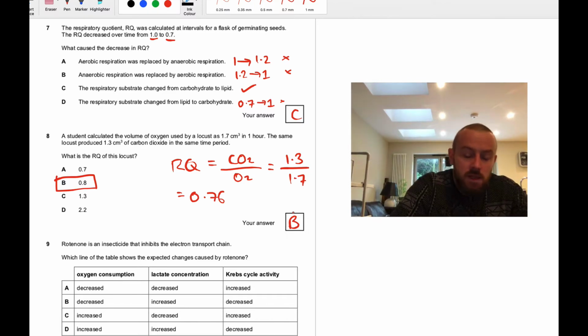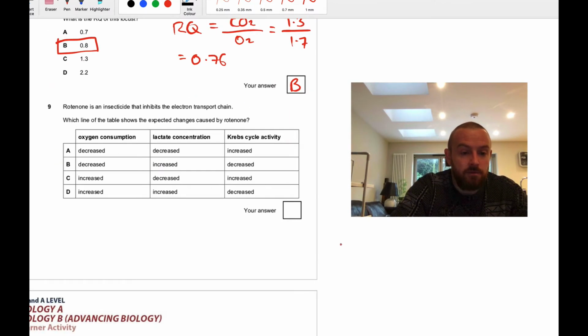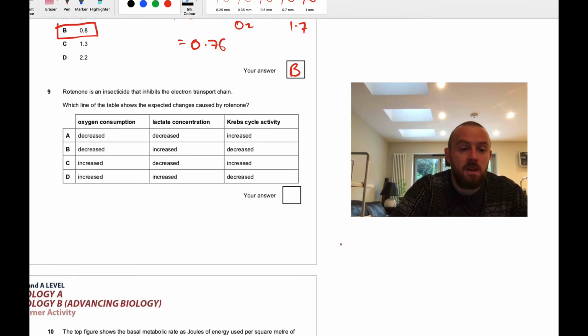Okay, let's do number 9 before we move down. Number 9 is about rotenone. Rotenone is an insecticide that inhibits the electron transport chain. So the ETC, that's in the mitochondria, that's part of oxidative phosphorylation, isn't it? So will this affect oxygen consumption? Yes, it will, because it blocks the ETC, and oxygen is the final electron acceptor in the ETC. So it will decrease oxygen consumption.